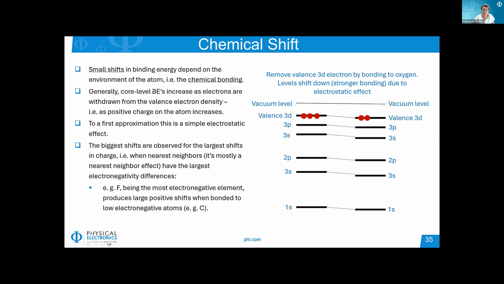Generally, when we withdraw electrons from the valence electron, binding energy increases. But these are very general rules, and there are exceptions. That's why we have databases that help us understand it. The biggest shift is usually observed when you have nearest neighbors with the largest electronegativity difference. So carbon bound to fluorine, 2 or 3 fluorines, can have as large a chemical shift as 6 eV.